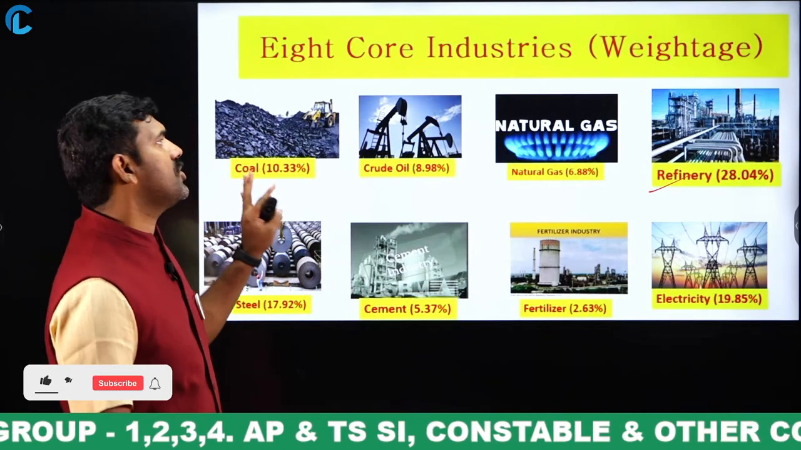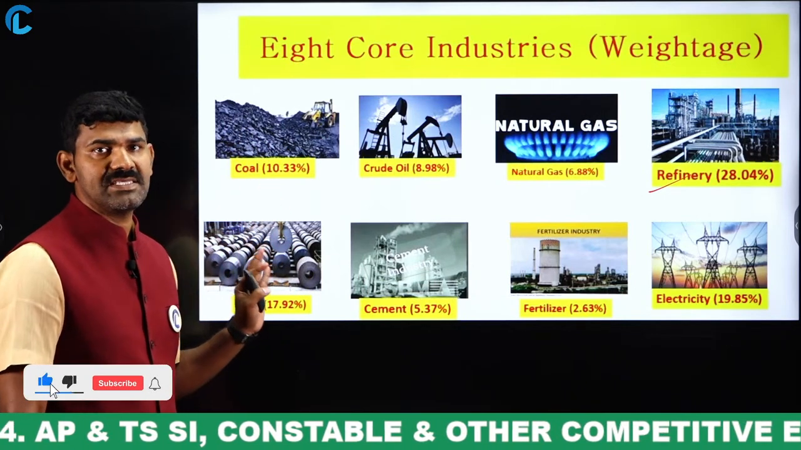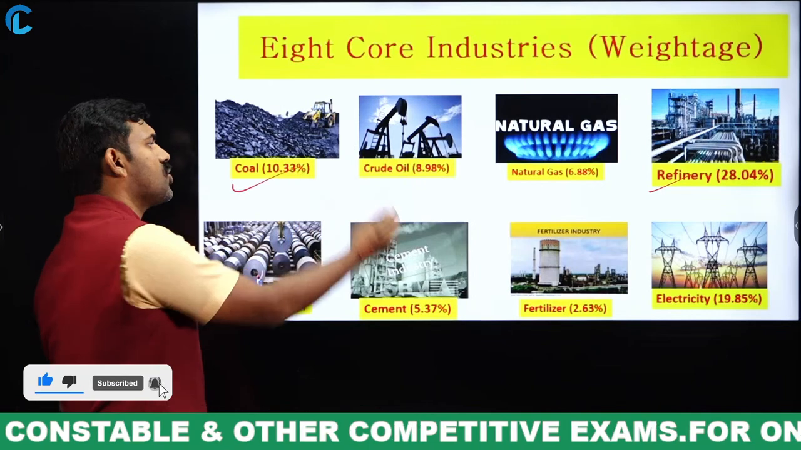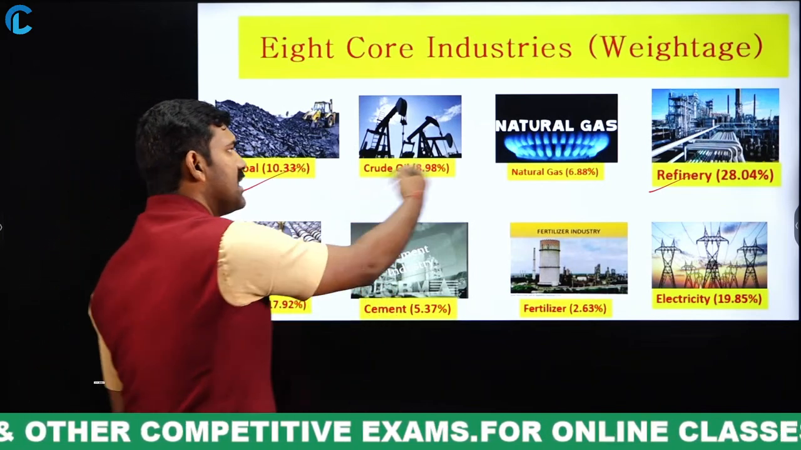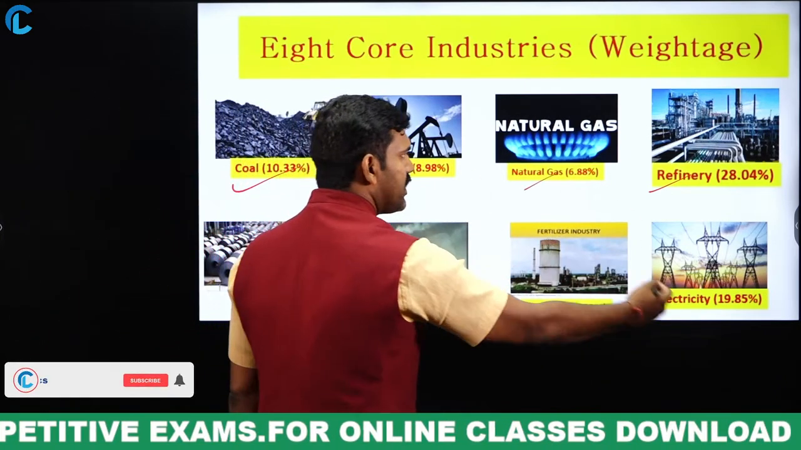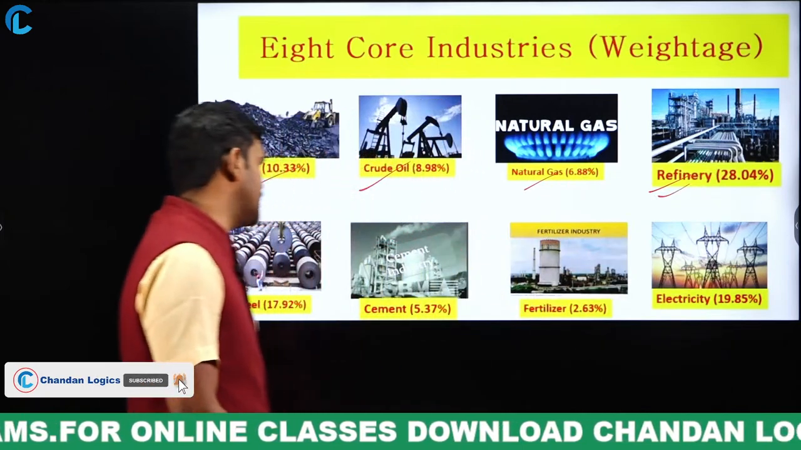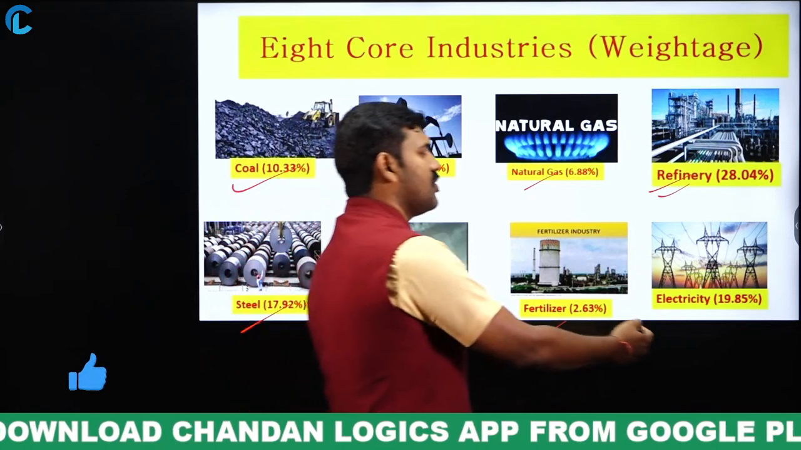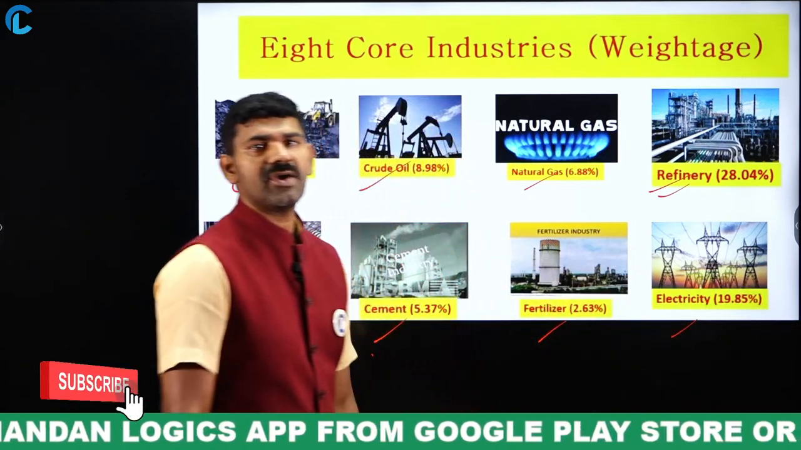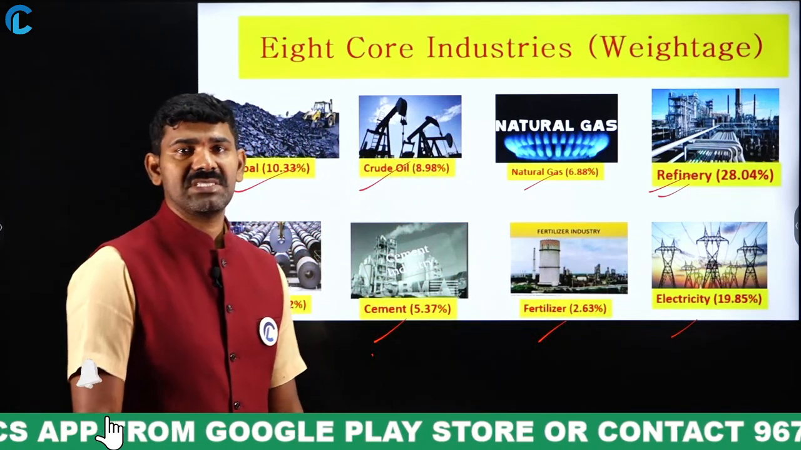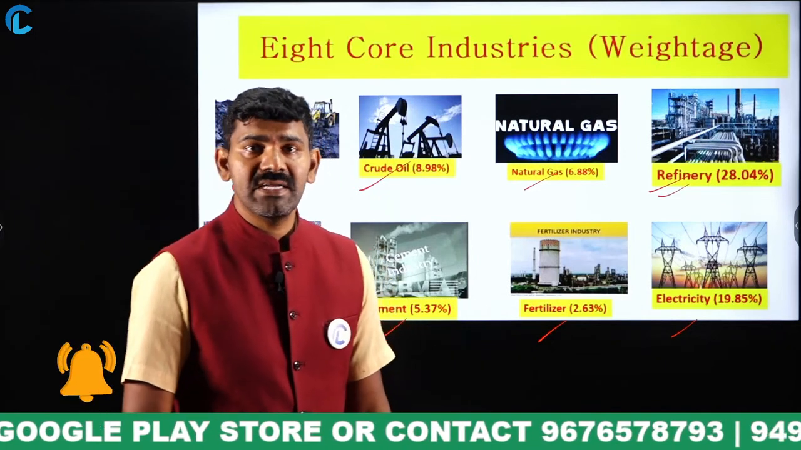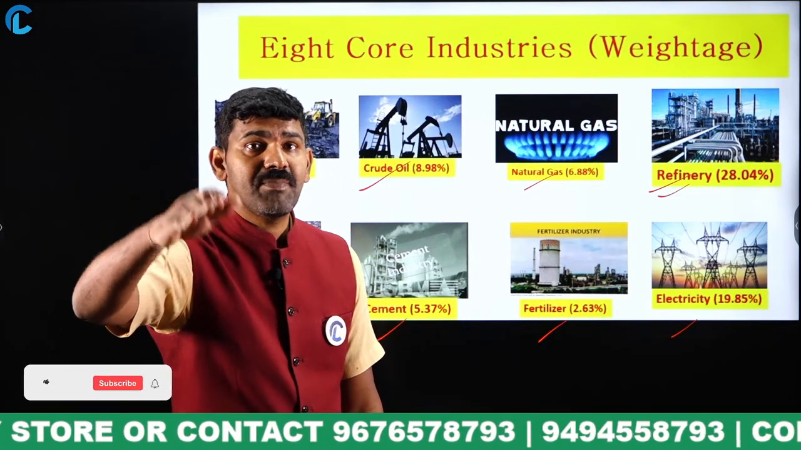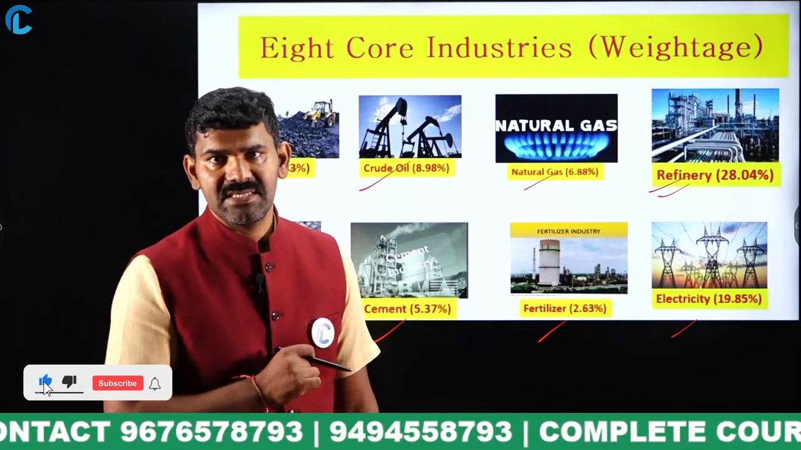Whatever you see here is nothing but these are the core industries. What are the core industries? Coal is a core industry. Crude oil is a core industry. Natural gas is a core industry. Refined products is a core industry. Steel is a core industry. Cement is a core industry. Fertilizer is a core industry. And electricity is also a core industry. Now, you should ask me a question. Why are these called core industries? What is the logic behind calling them core industries?